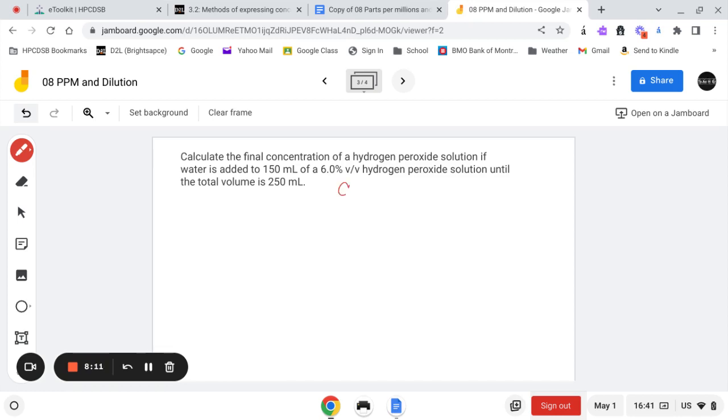So remember that we have CiVi equals CfVf, okay? And the i's stand for initial concentration, initial volume. The f's stand for final. So what they're doing here is they take a hydrogen peroxide solution, they add some water to it, and we want to know what is the final concentration.